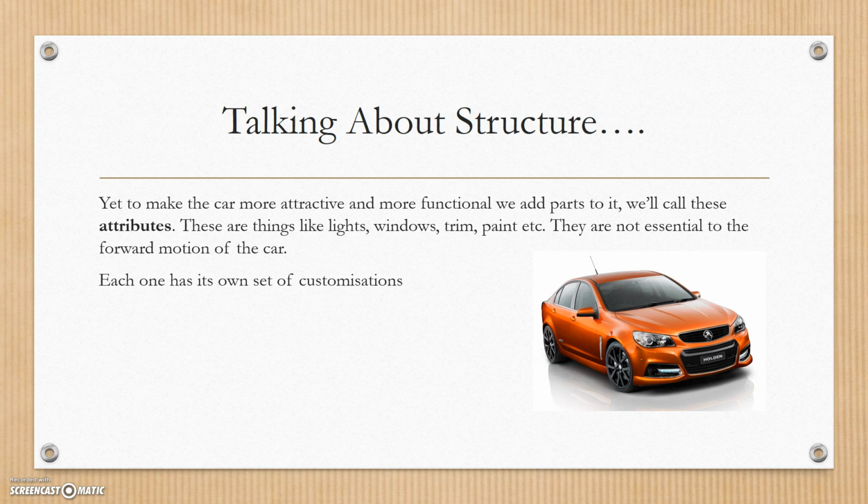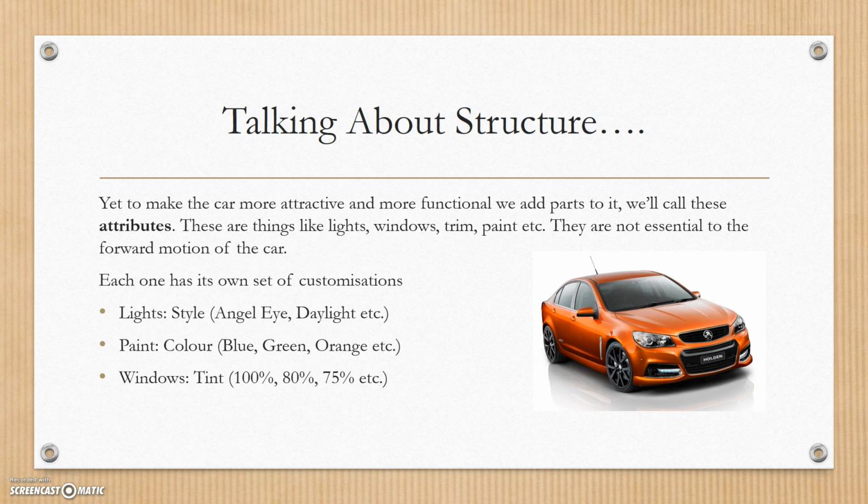Just like a website, each car has its own set of customizations. You can have the lights, and we can have different styles, so we can have angel eye, daylight lights, etc. For the paint, we can have various different colours, which again is just like a website. And you can have your window tints and change that up. So your lights, your paint, and your windows all make up your attributes. However, your angel eyes, daylight, your paint colours, your window tints, these are all the car's properties. These are things that the car has that make it unique.